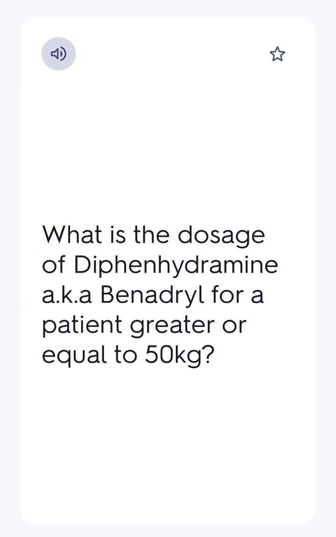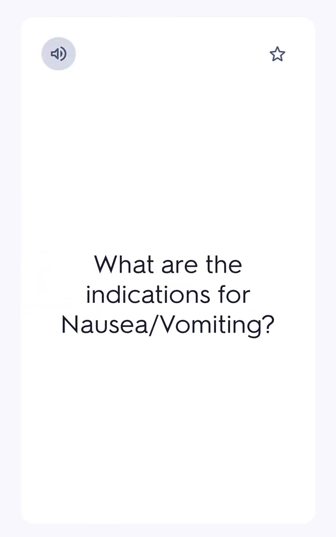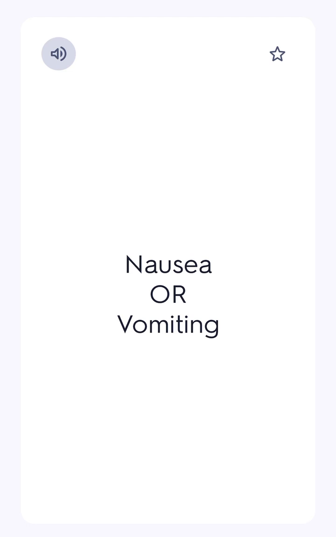What is the dosage of diphenhydramine, aka Benadryl, for a patient greater or equal to 50 kg? IV and IM dose, 50 mg. Dosing interval, none. Max number of doses, 1. What are the indications for nausea and vomiting? Nausea or vomiting.